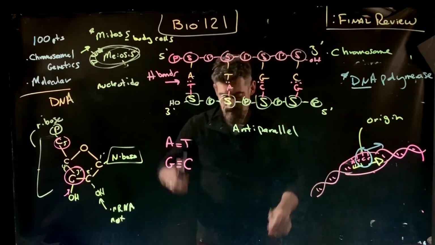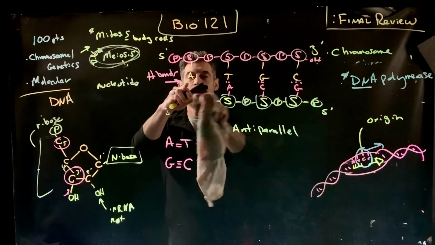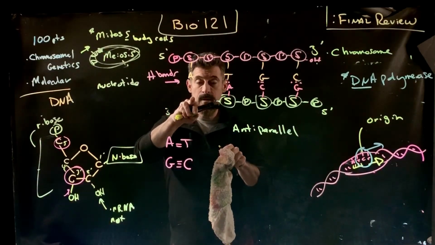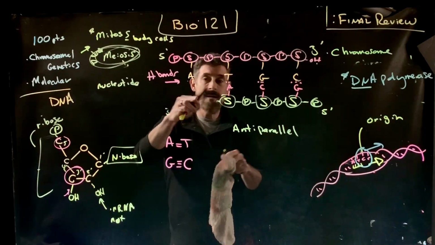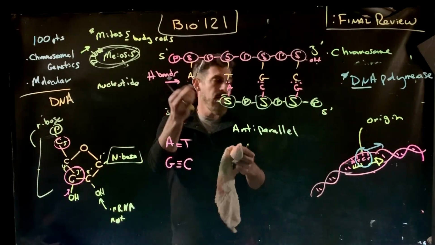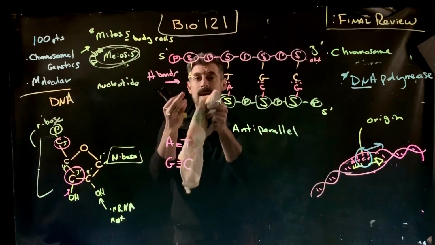So it's saying, if this one here has an A up here, what nucleotide should I put here? Should it be another A? Should it be a T? Should it be a G? Should it be a C? There's only one option. T. A and T go together. That's the only one. So DNA polymerase will put that nucleotide in that place.